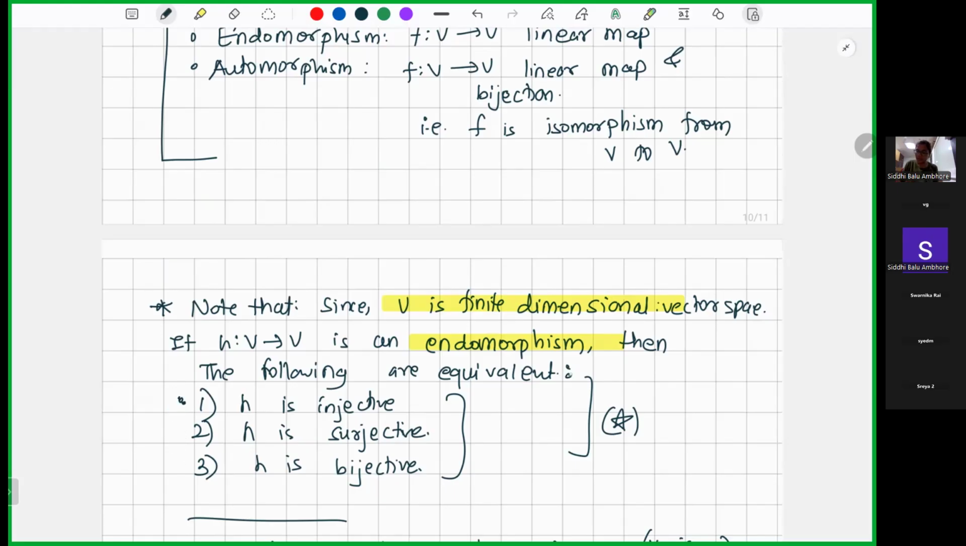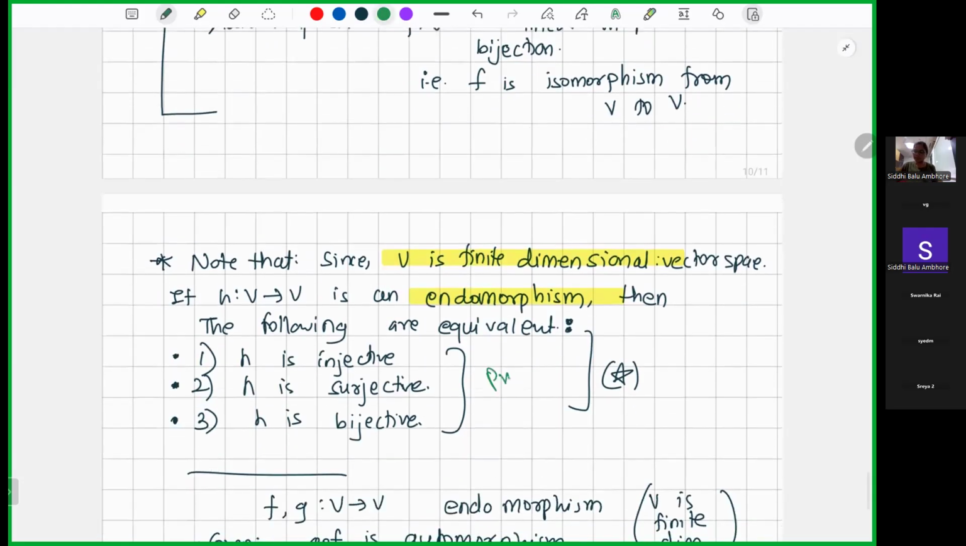The following are equivalent. If V is finite dimensional and H is a linear map, an endomorphism, then saying that H is injective is equivalent to saying that H is surjective and bijective. So if we prove any one, it is automatically understood that it is surjective and bijective also. You can try to prove this. If you do not know the proof of this, try to prove this.